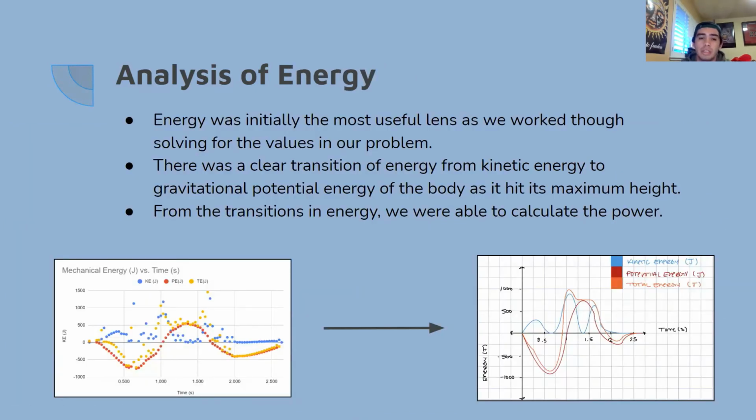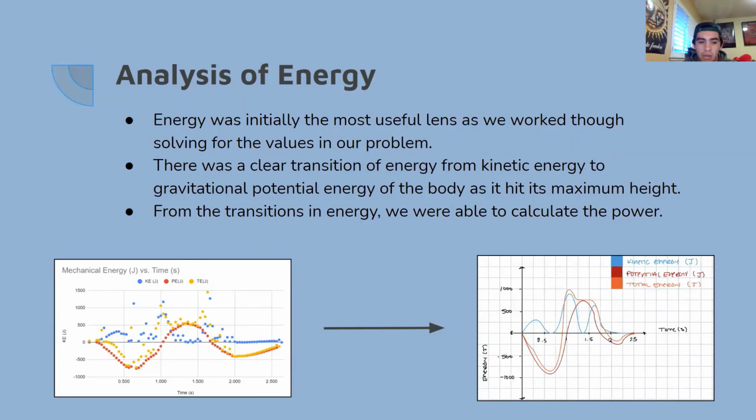In terms of energy, we believe that this was the best lens for this project, for we can clearly see the transfer of energy from Jackson's chemical potential energy to kinetic energy right from the moment he jumps off the ground, to the gravitational potential energy at his max height, then back down to full kinetic energy right before he hits the ground. And as he hits the ground, all that energy disperses into the earth.